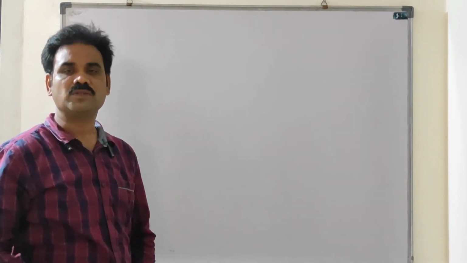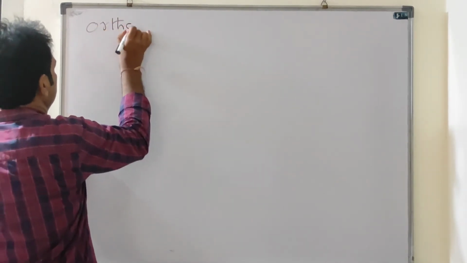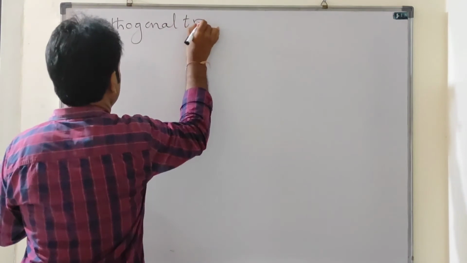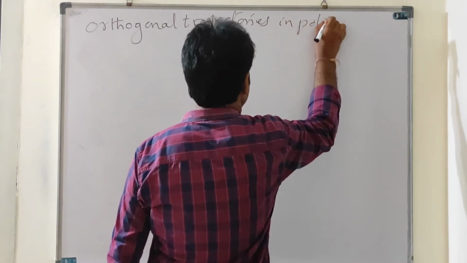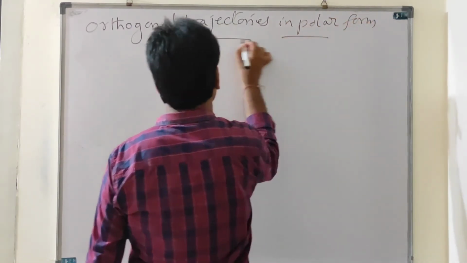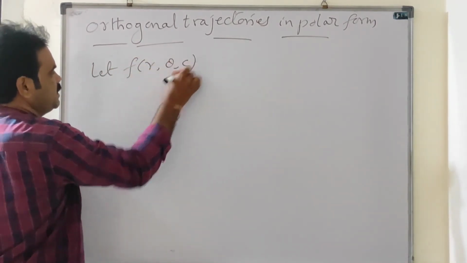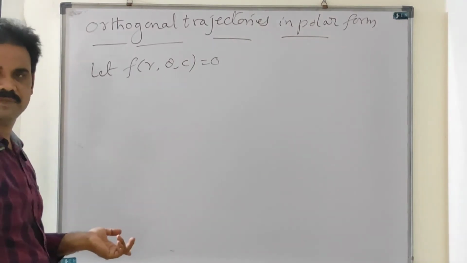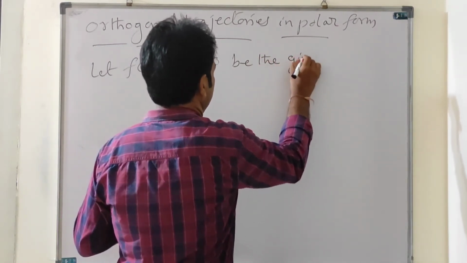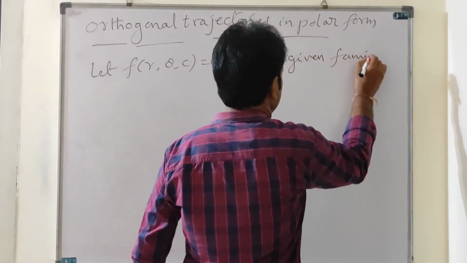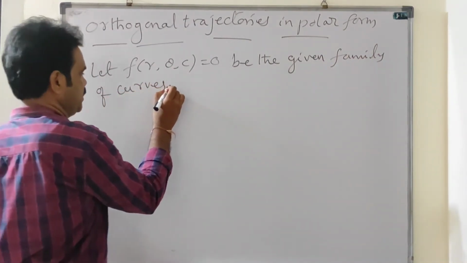Okay. Now orthogonal trajectories in polar form. Let f of r, theta, c is equal to 0 be the equation of the given family of curves in polar form, where c is parameter. Okay.